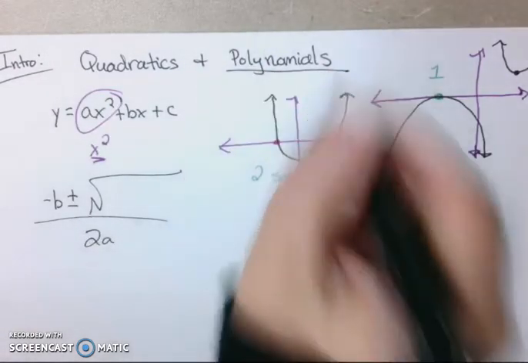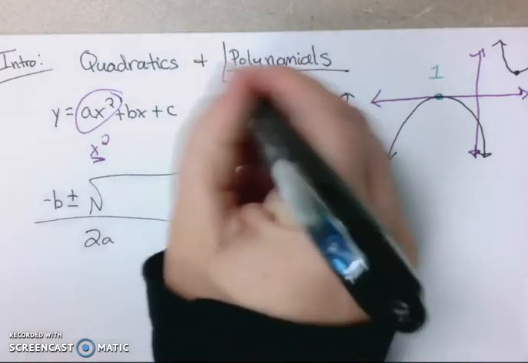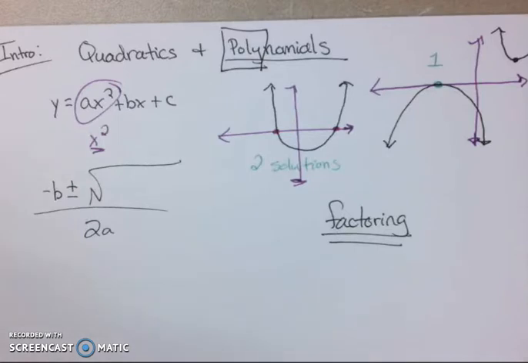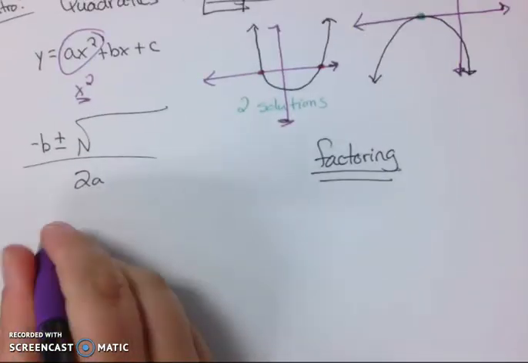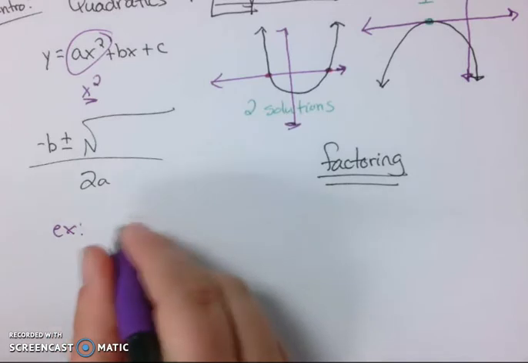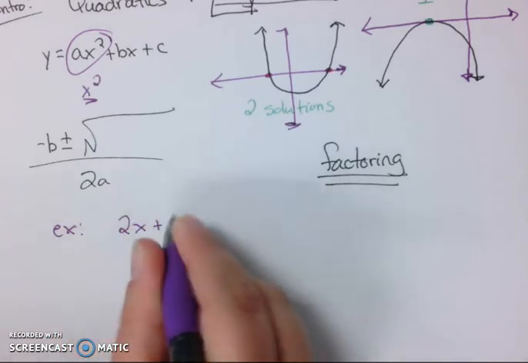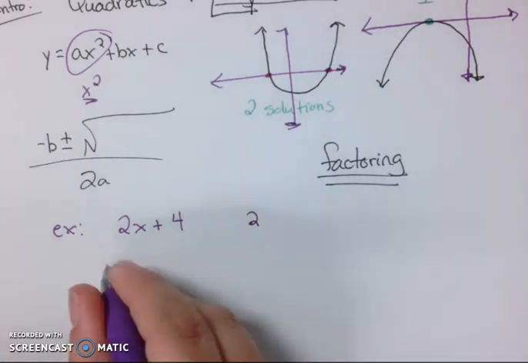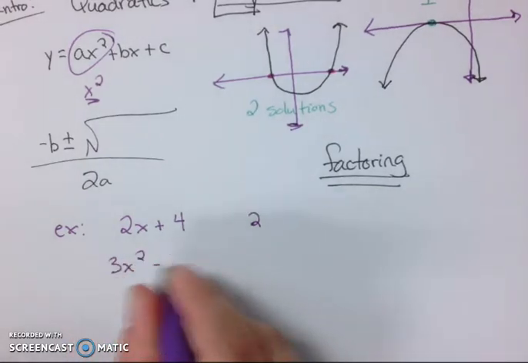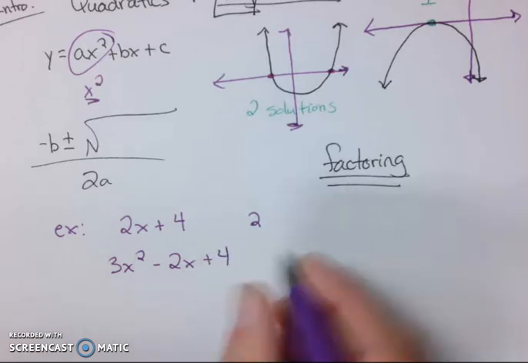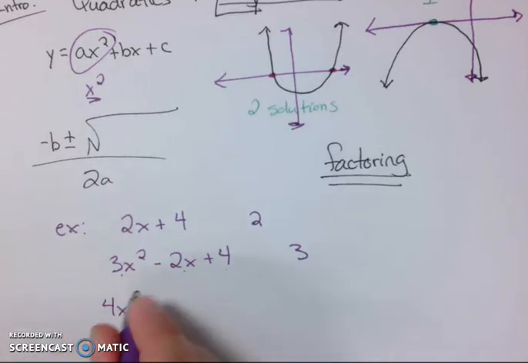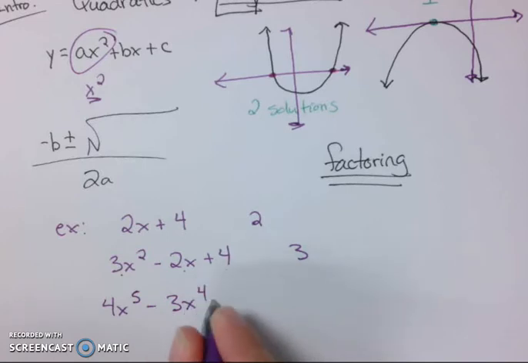Thinking about this term polynomials, the prefix poly, do you know that means many? That just means there's more than one term. For example, we could have a polynomial like 2x plus 4. That has two terms, so it's a polynomial. If I have 3x squared minus 2x plus 4, that would have three terms, here, here, and here. We could have lots of terms. I could have 4x to the 5th minus 3x to the 4th, and I could keep going.